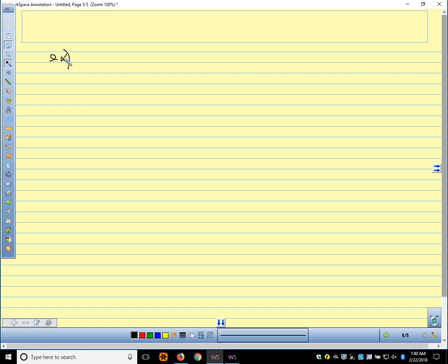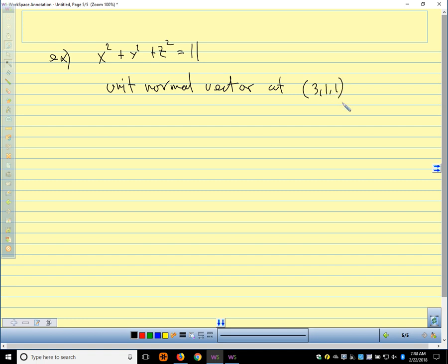So for this one, I don't want to go through the procedure. I just want us to see what this question is really asking us. What if we have a surface x squared plus y squared plus z squared equals 11, and we want a unit normal vector at (3, 1, 1)? So what is this question asking us to do? Del f at (3, 1, 1), and then normalize it.